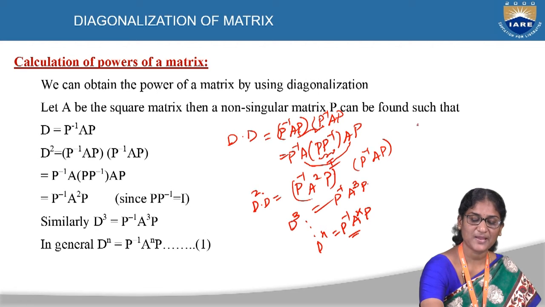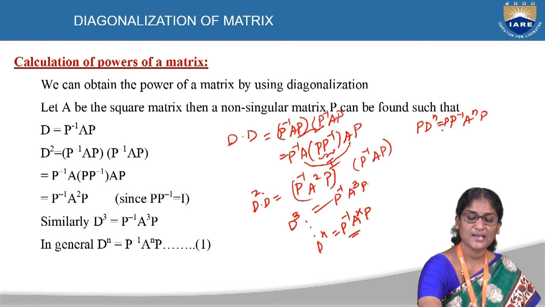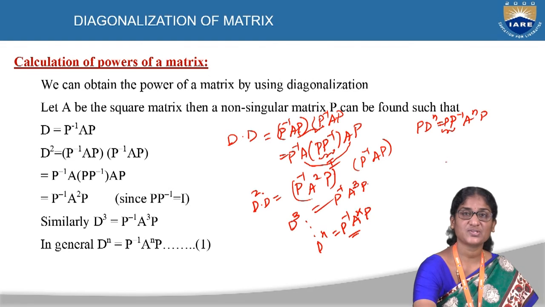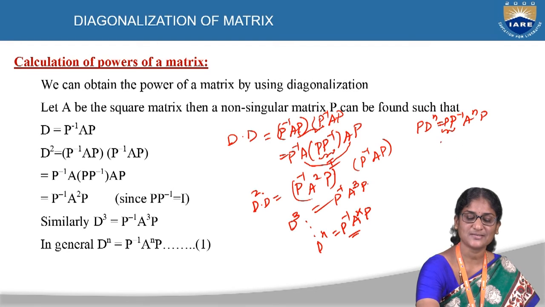So if I multiply P on both sides, P into D to the power of N is equal to P into P inverse A to the power of N into P. Again, the multiplication of the matrix with its inverse is equal to identity. This I'll get to the right hand side as A to the power of N into P.